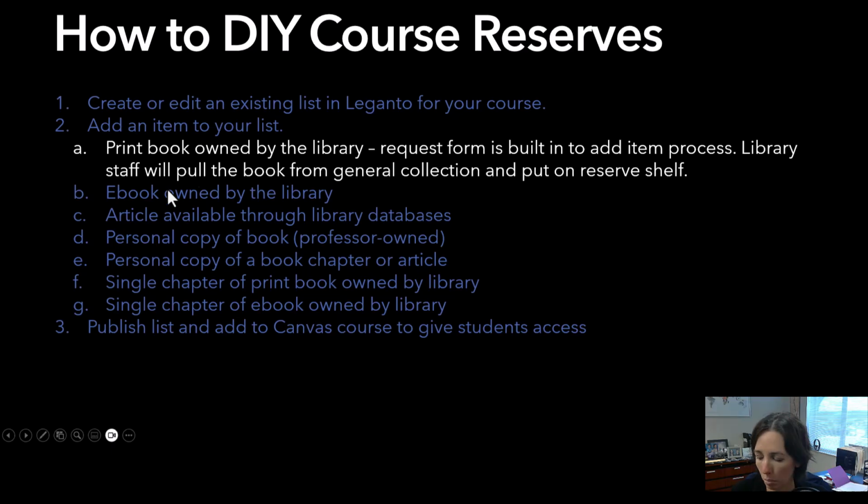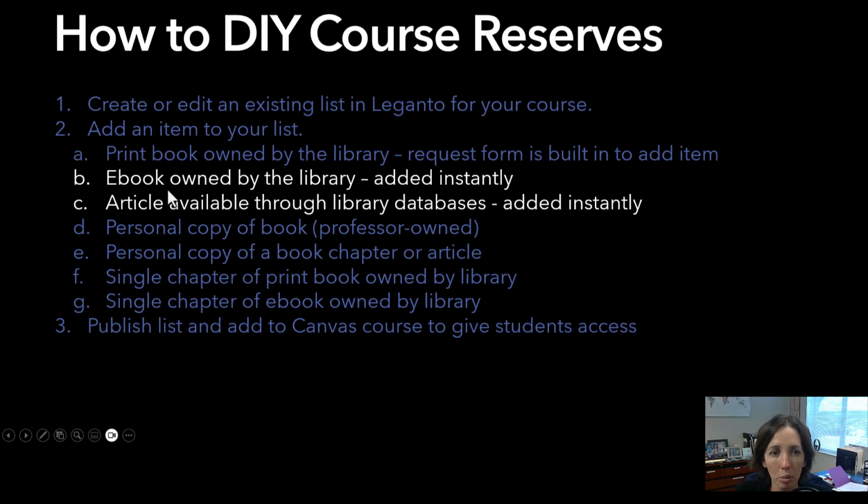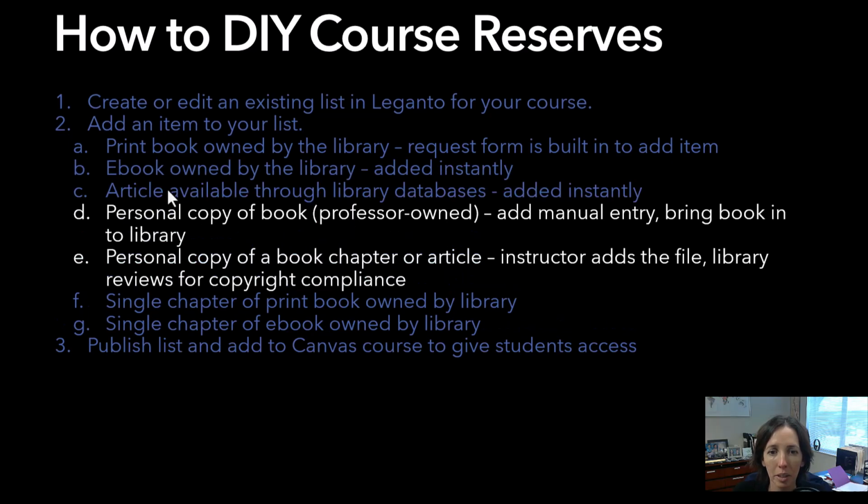So we've talked about the print book, the ebook owned by the library. It's added instantly. The articles available through the library databases, those are added instantly to your list. We just talked about personal copies of chapters or articles. You've already got the PDF file. Add that in as a manual entry item to your list. The library is going to review that and make that available.